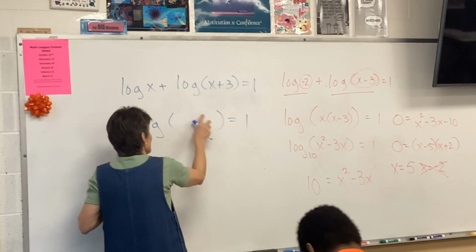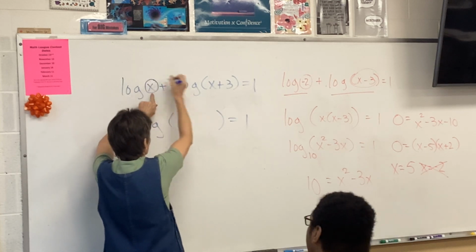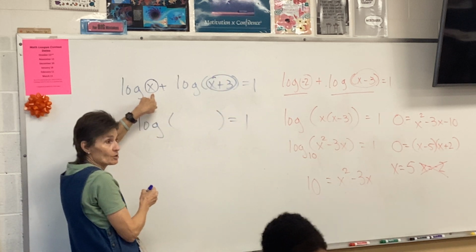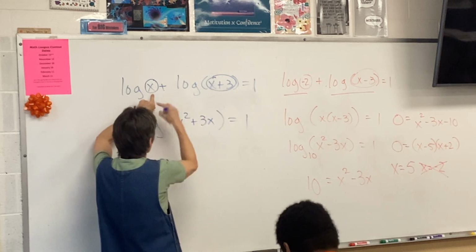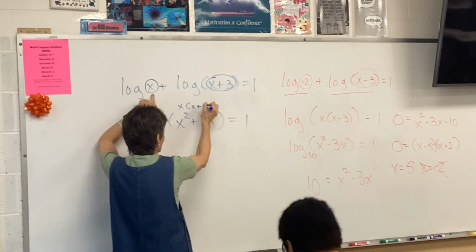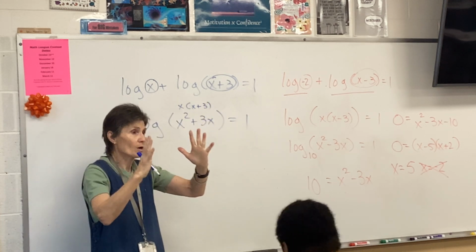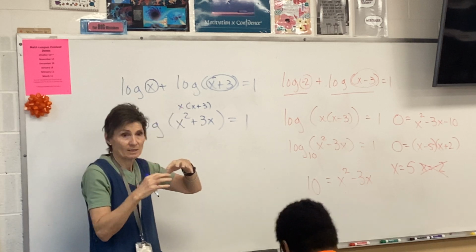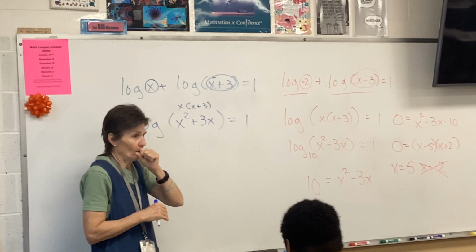And what's going to be in here then? X parentheses. This times this. So if you want to go ahead and write x squared plus 3x, that's fine. If you want to write x times x plus 3 for your first step, that's fine. When you squeeze those logarithms together, because of the plus, it's a times. If that had been a minus, it would be a divide.